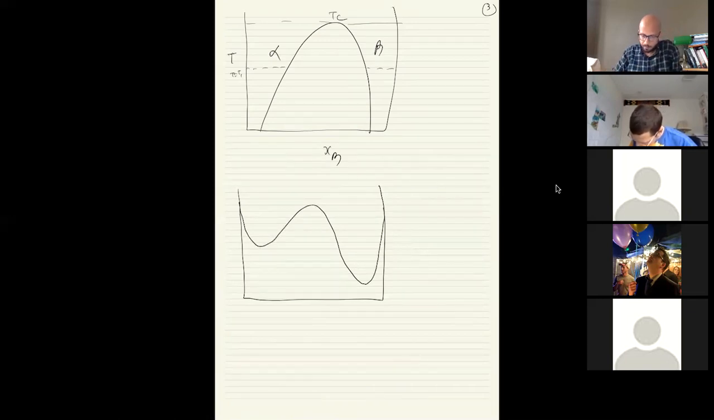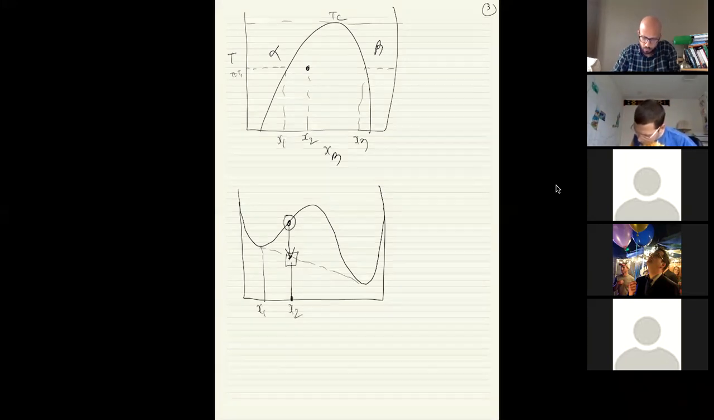And we said that at any point over here, it's better for it to drop instead of staying with this composition. So if we are at this composition, X2, it is better for it to break into two other compositions, X1 and X3, that you can get from the common tangent construction. So X2, because this one has a higher free energy, it's better for it to move into this free energy over here, which is a combination of X1 and X3. So at this phase diagram, you have an X1 and X3.